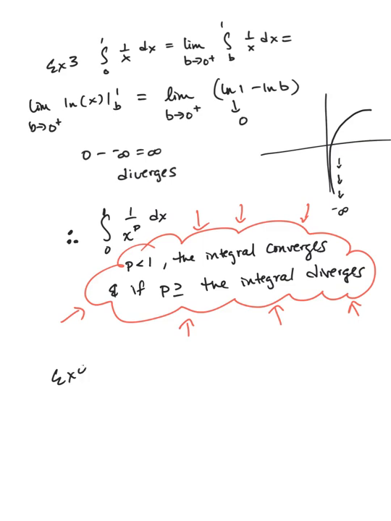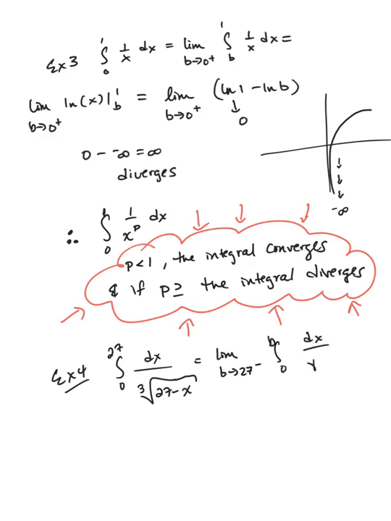Example 4. We have the integral from 0 to 27 dx over the cube root of 27 minus x. Okay, where's the issue this time? At 27, right? Now, 0 is to the left of 27, therefore we're going to be approaching 27 from the left. So we get the limit as b approaches 27 from the left of the integral 0 to b dx over cube root 27 minus x.